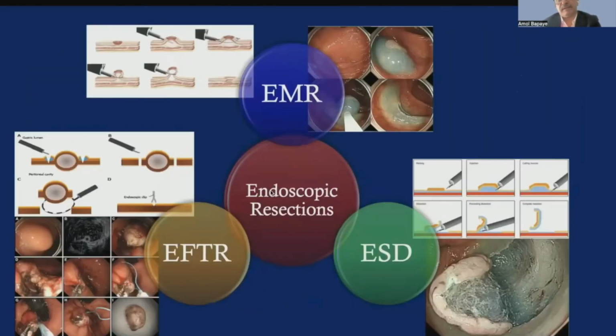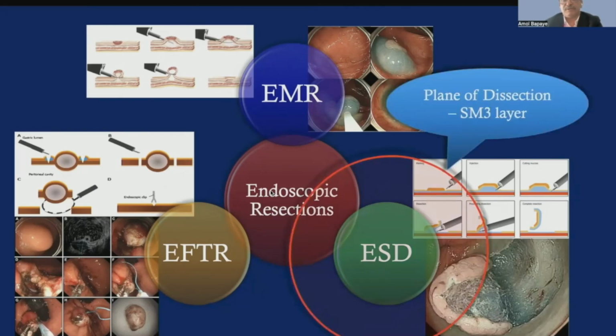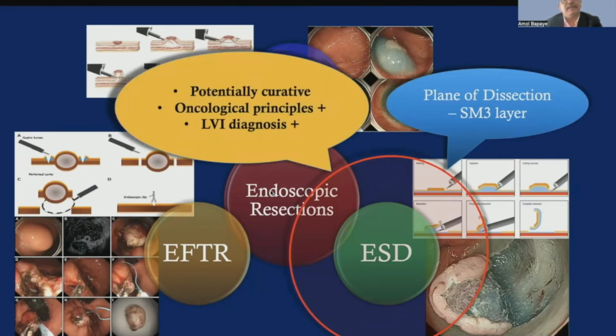And based on that, there are predominantly two techniques which deal with mucosal lesions, mucosal malignant cancers and pre-malignant lesions: EMR as well as ESD. And we are going to be focusing mainly on ESD because the plane of dissection is in the SM3 layer, and it gives us the potential ability to be curative, and it follows oncological principles as compared to EMR, which often does not adhere to oncological principles.